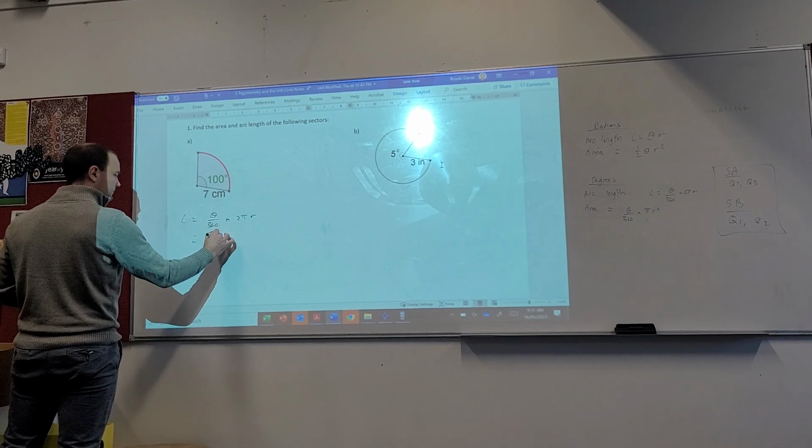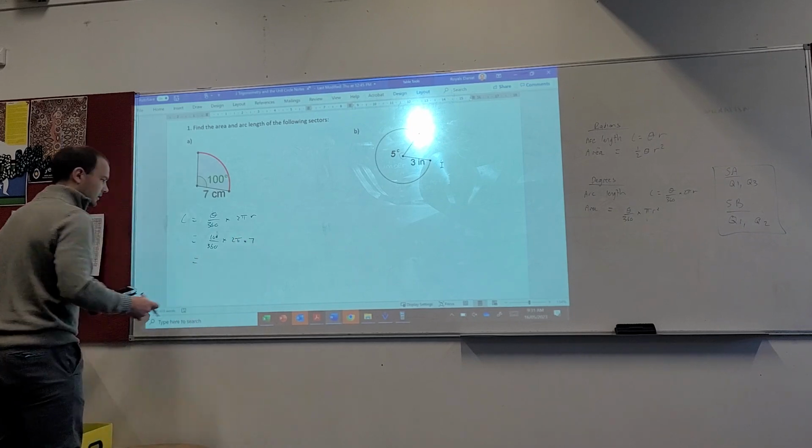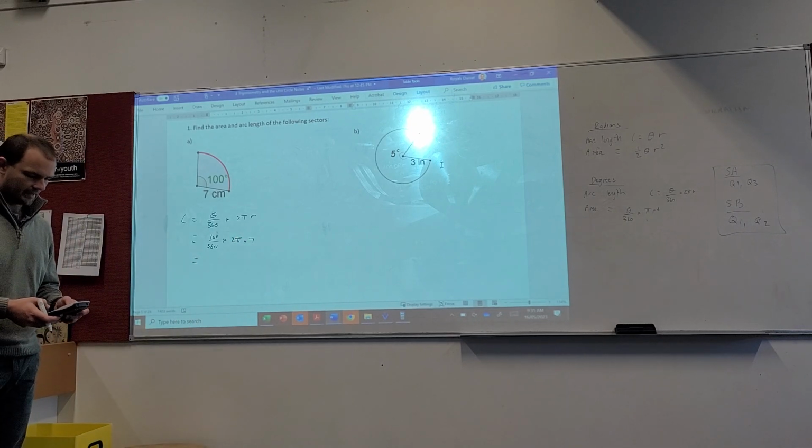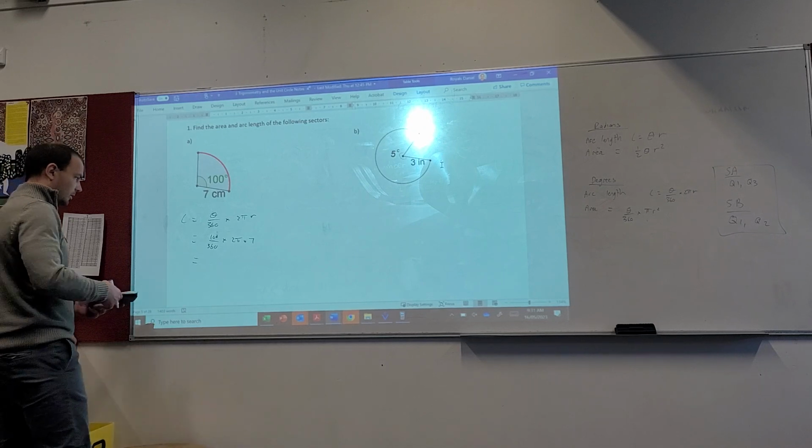Theta is 100. The radius is 7. And then you just put all of that into your calculator and we'll round it. 100 on 360 times 2 times pi times 7. 35 on 9 pi.